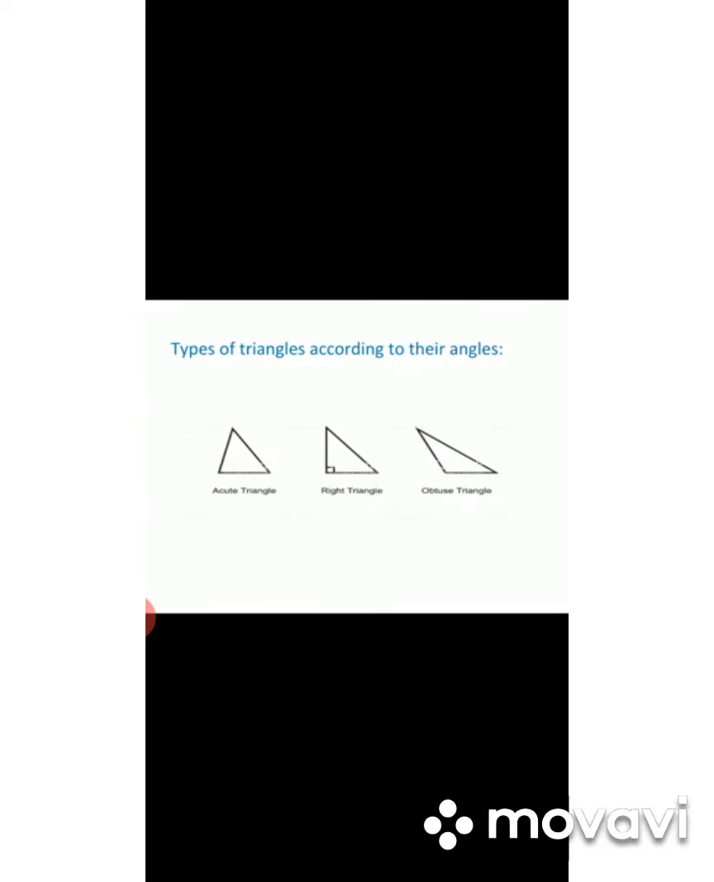Types of triangles according to their angles. If the three angles in the triangle are acute angles, the triangle is called an acute triangle. If we have a right angle in the triangle, it will be a right triangle, like this figure. If we have an obtuse angle in the triangle, it will be an obtuse triangle, like this figure.